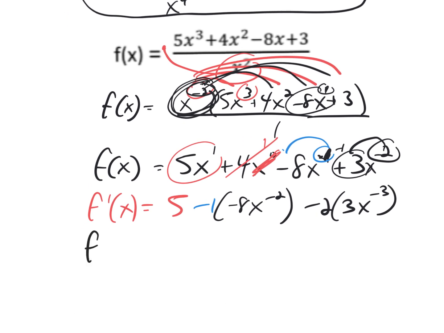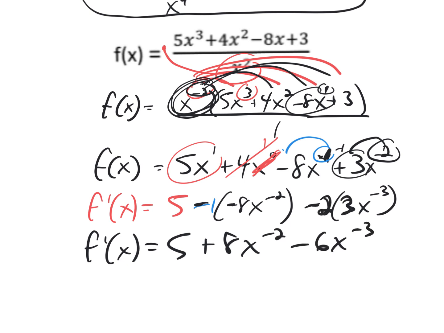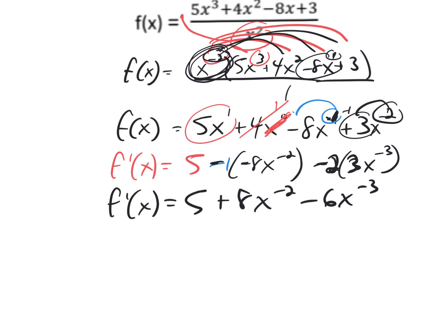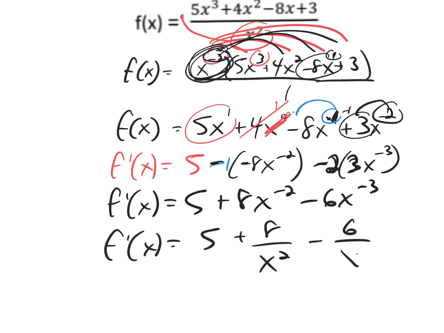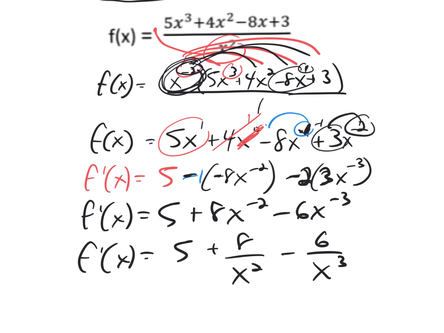So here, the derivative is going to be 5. Negative and negative is positive 8, x to the negative 2. Negative 2 times 3 is negative 6, x to the negative 3. So the derivative is 5 plus 8 over x to the positive 2 minus 6 over x to the positive 3.